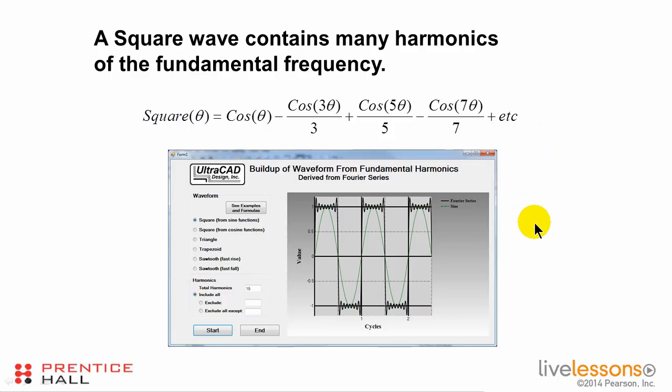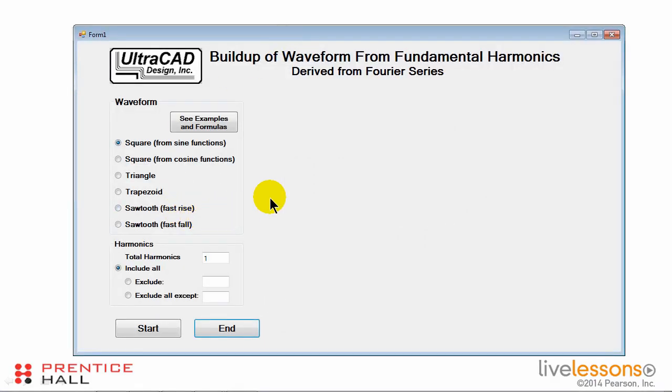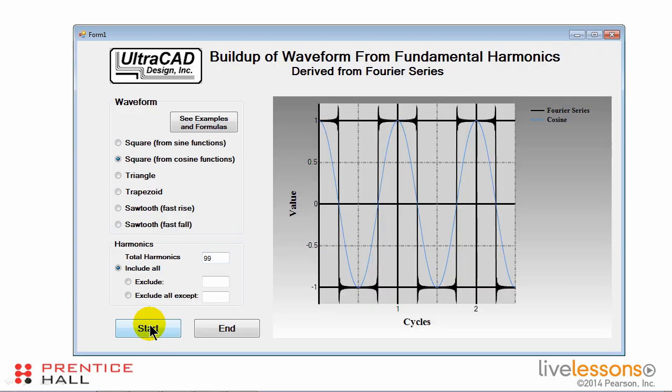And UltraCAD has a little tool for being able to look at this. We call it the Fourier simulation tool. And I'm going to call it up and give you an illustration of that. And it looks like this. We're going to take a square wave from a cosine function. That's the same cosine function we had on the previous slide. We're going to take 99 harmonics, and we're going to tell this thing to calculate what the square wave would look like. And here is the fundamental frequency, the blue line. And here is the square wave that is derived from 99 harmonics. And it's a pretty good looking square wave.